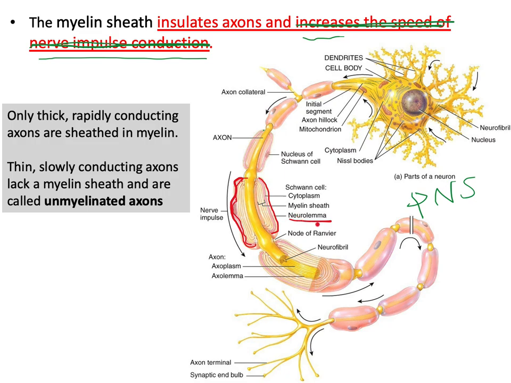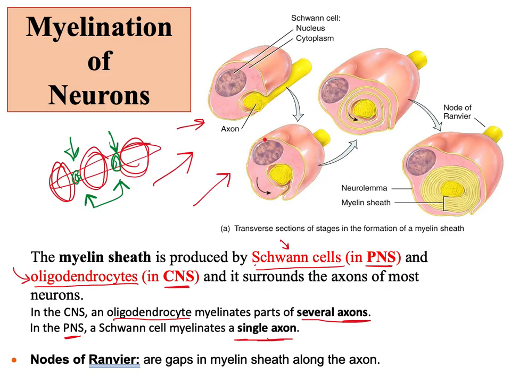But what about the plasma membrane itself? The plasma membrane, guys, wrapped around the axon, creates what we call the myelin sheath. This is the myelin sheath, right? If you remember here, this is the Schwann cell. This is the nucleus. This is the cytoplasm of the Schwann cell. And this is the outer layer, neurolemma, right?